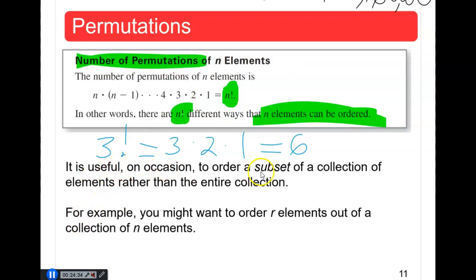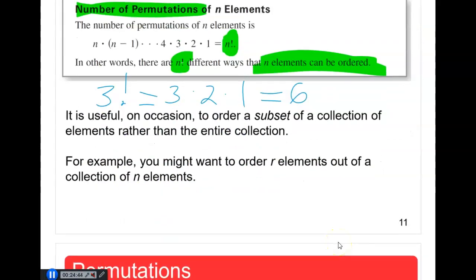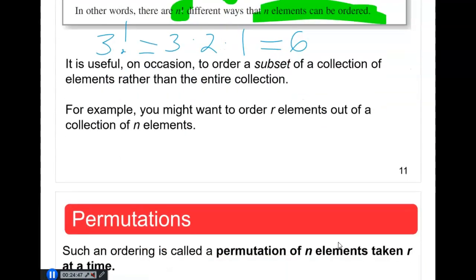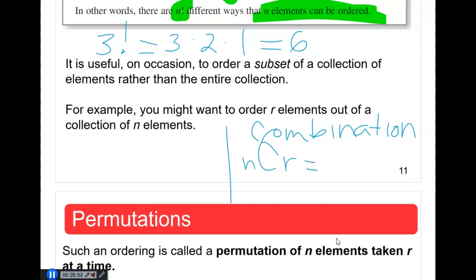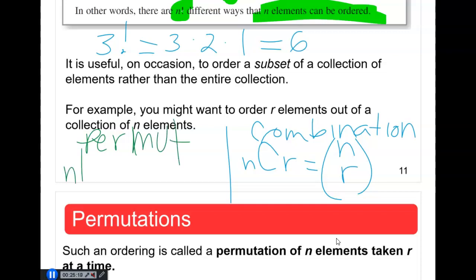It is useful on occasion to order a subset of a collection of elements rather than the entire collection. For example, you might want to order R elements out of a collection of N elements. And this is similar to what we did with combination, NCR. We could also use this notation, N and then R here. For permutation, we will be using the label NPR.